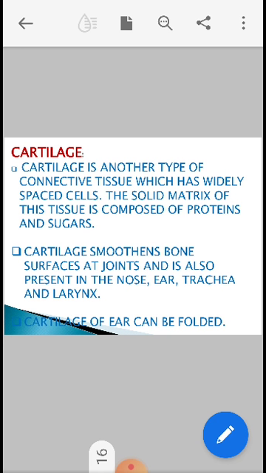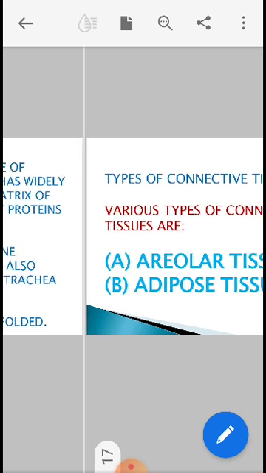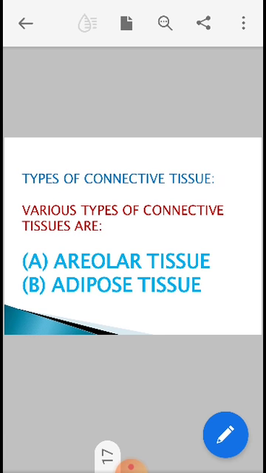Now there is one cartilage that can be folded, and that is the cartilage of the ear. If you just move your ear, you will find that tissue is helpful, that makes the ear bend. So it is the cartilage. Now again, when we move into detail about the types of connective tissues, these were the other types of tissues. Now let's talk about the connective tissues.